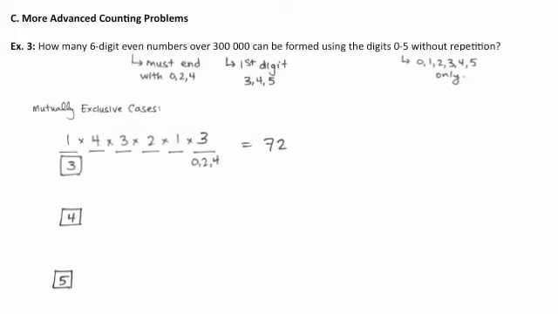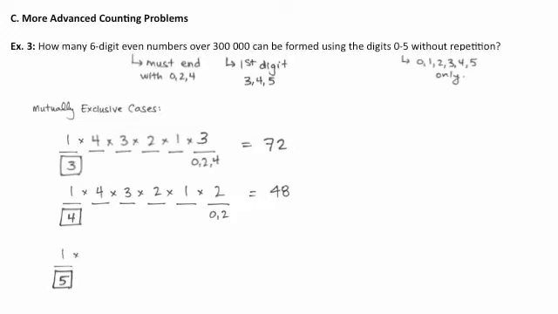Let's do the same thing for 4. For 4, however, we only have one option for the first place. It's got to be a 4. But for the last number, it's an even number. We can't use the 4 again. We've already used it in the first place. So now we don't have 3 options for the last number. We've only got 2 options for the last number. And the 4 times 3 times 2 times 1 is exactly the same as before, and it's 48.